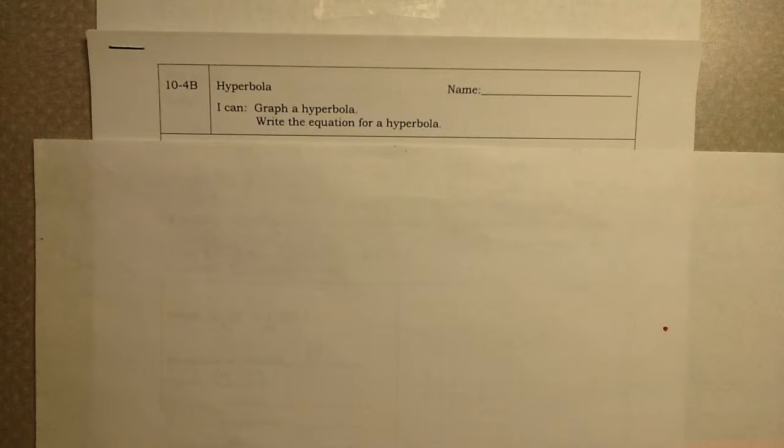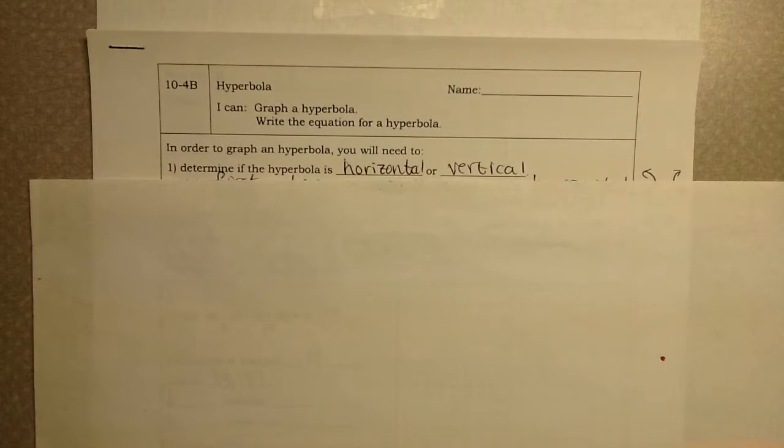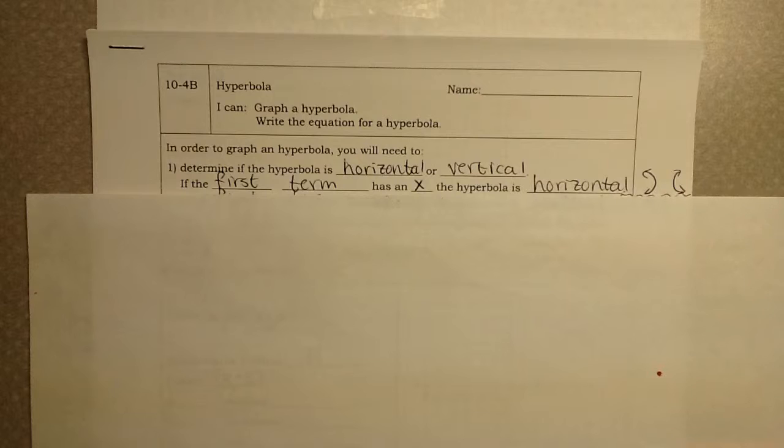Today you're going to graph hyperbolas and also write the equations for hyperbolas. In order to graph a hyperbola, you're going to need to determine if the hyperbola is horizontal or vertical. And in order to do that, you look at the terms. If the first term has an x, the hyperbola is horizontal.